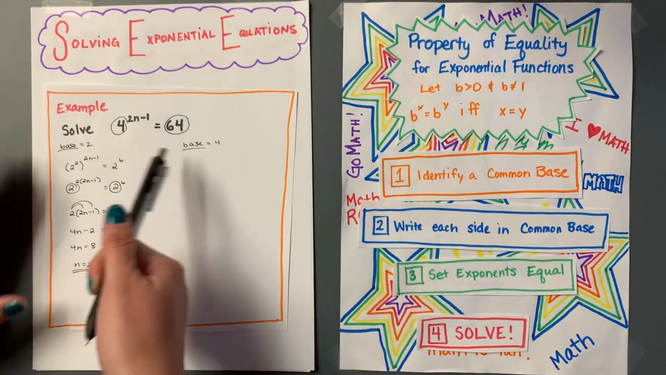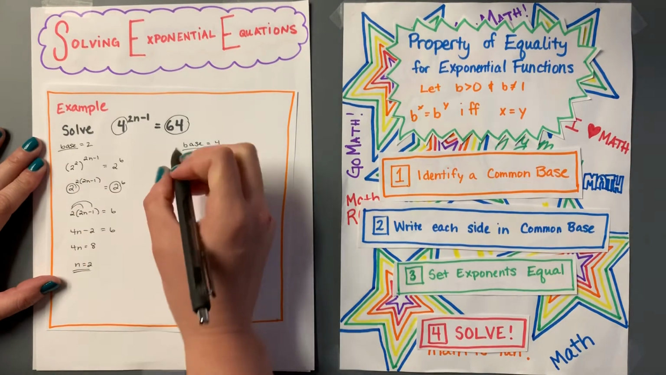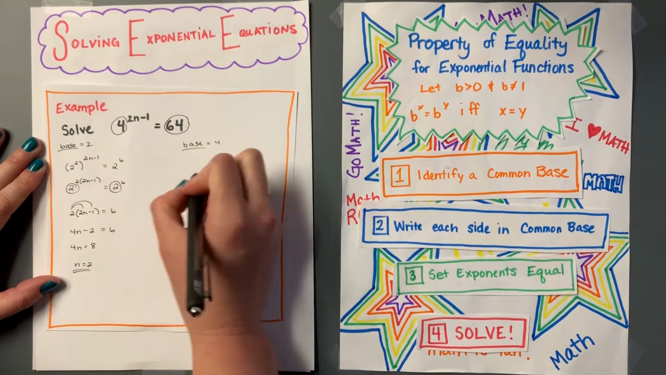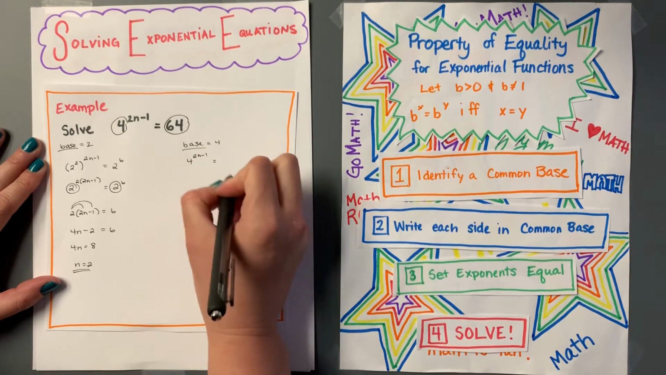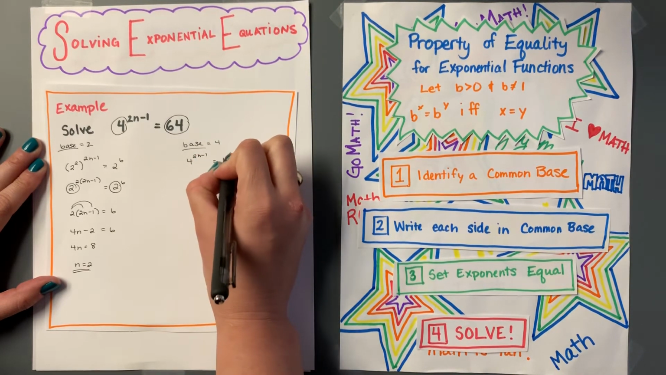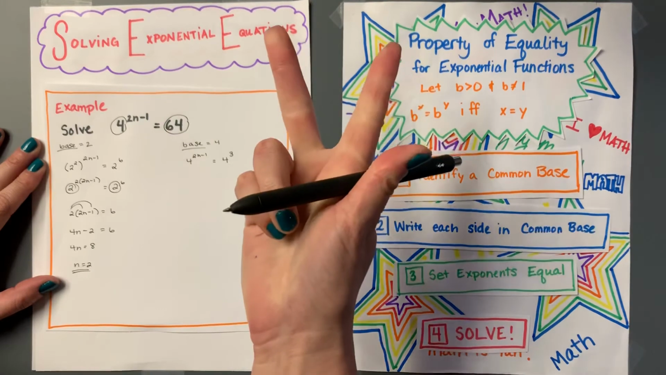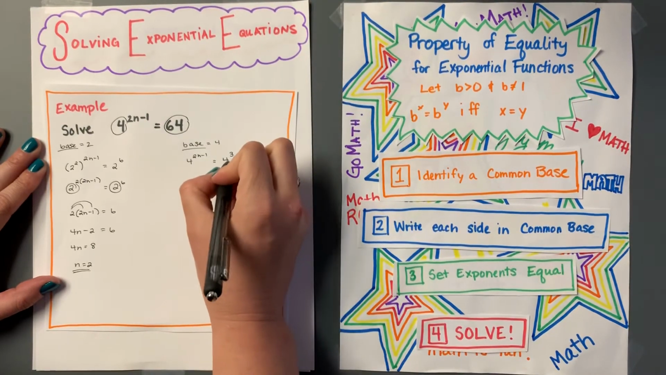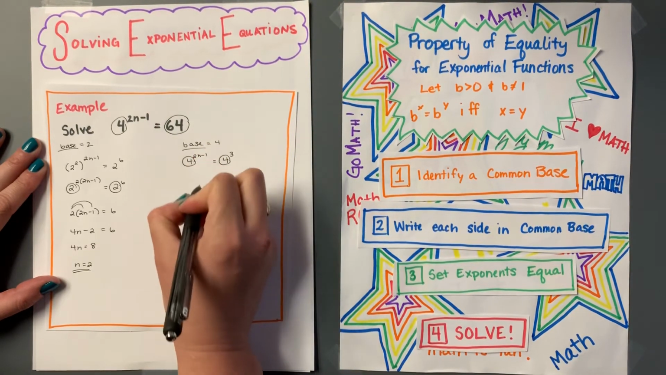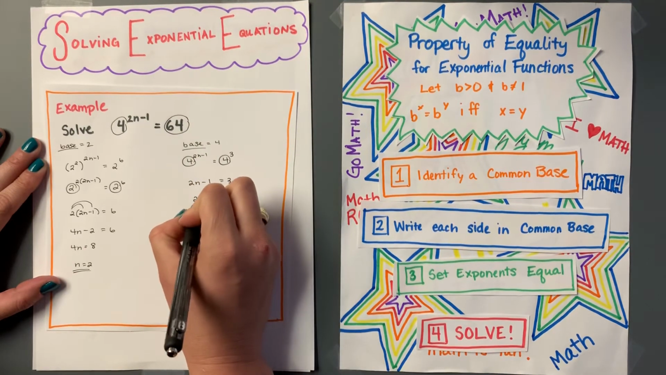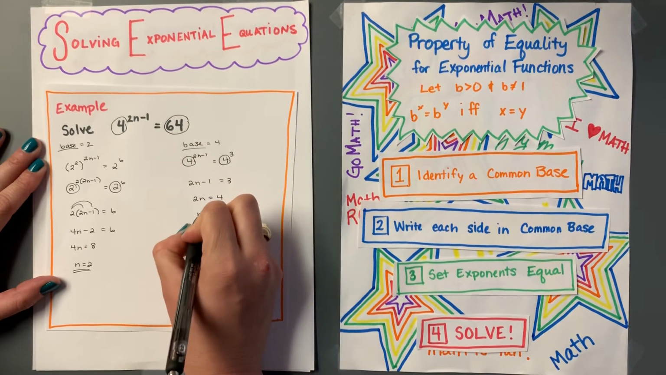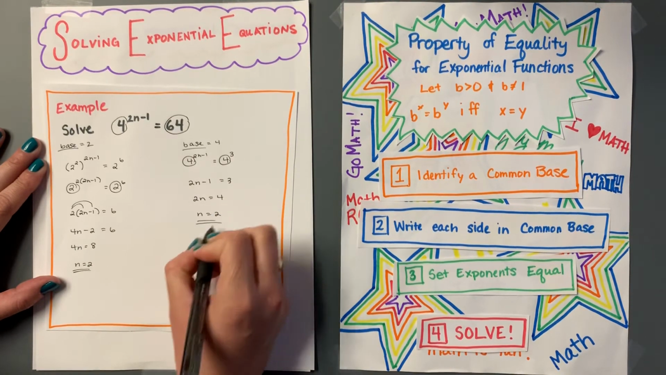All right, so if I use a base of 4, over here on the left-hand side, nothing changes. So I have 4 to the 2n minus 1. And 64, I can rewrite as 4 cubed, 4, 16, 64. So my bases are the same. So 2n minus 1 is equal to 3. 2n is equal to 4. n is equal to 2.